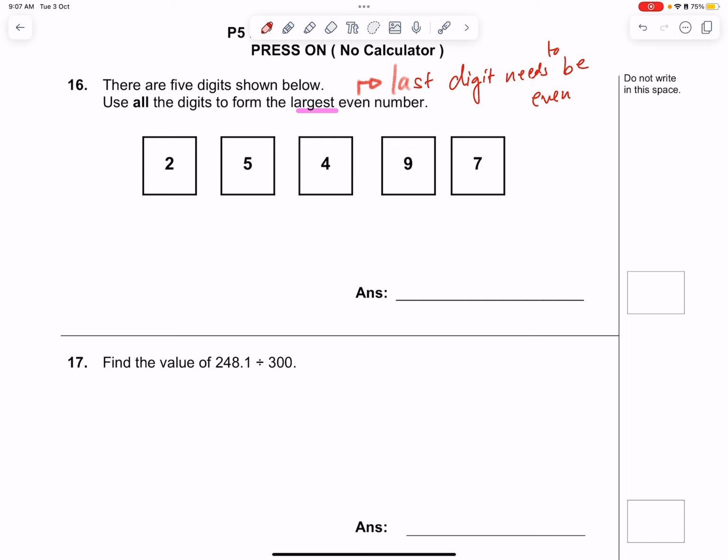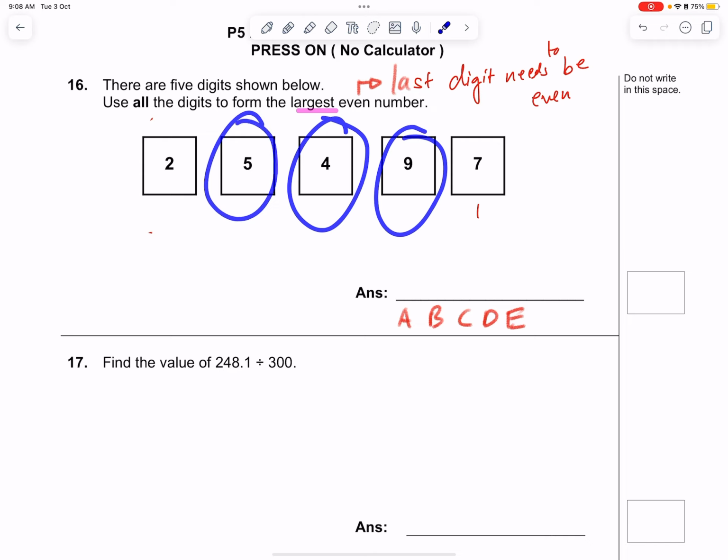So this is a 5. The front part here doesn't matter. If I want it to be the biggest, I need to make the first number the biggest. Already I make it easier: A, B, C, D, E. 5 positions to fill. The first one is actually your ones, tens, hundreds, thousands, and 10,000s.